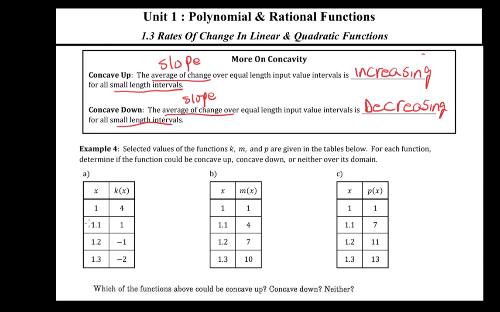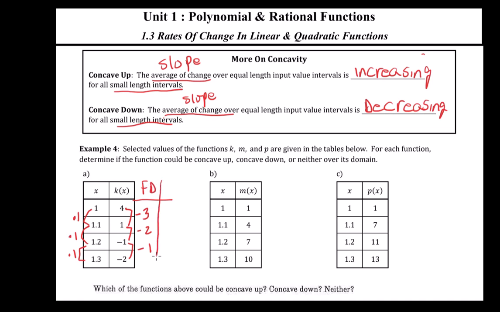So now let's test the difference of the x. 1.1 minus 1 is 0.1. 1.2 minus 1.1 is 0.1. 1.3 minus 1.2 is 0.1. So now let's see the difference of the y, or k of x. 1 minus 4 is negative 3. Negative 1 is negative 2. Negative 2 minus negative 1 is negative 1. This will be the first difference.